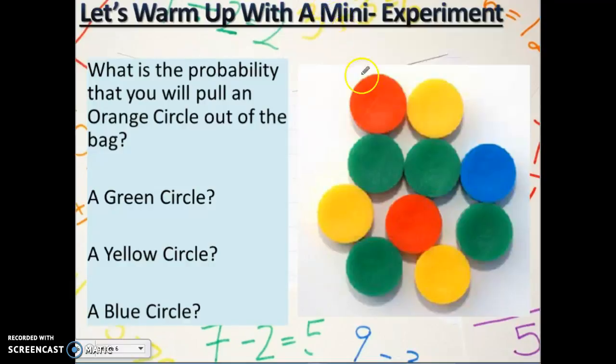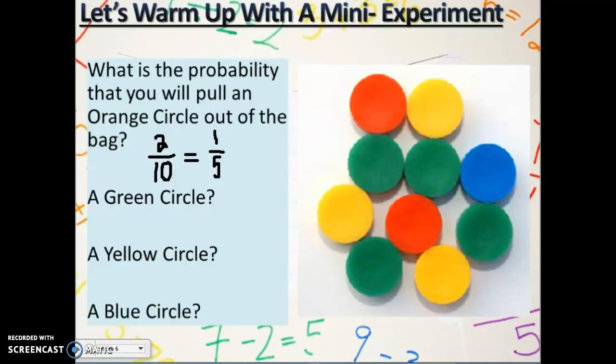So if we count all of our circles, 1, 2, 3, 4, 5, 6, 7, 8, 9, 10, we see we have a total of 10 circles. There are 2 orange circles out of the total of 10. So our probability would be 2 over 10, or simplify it to 1 over 5.